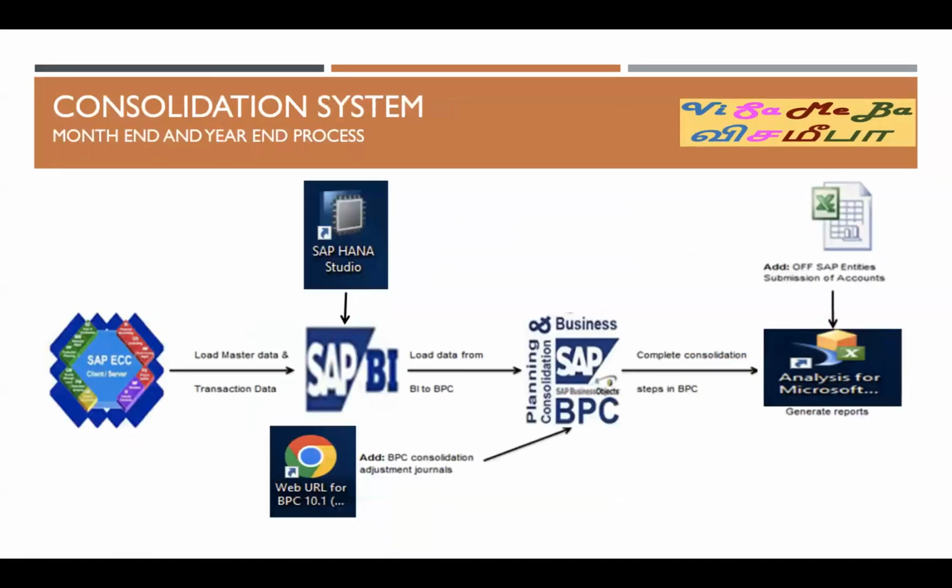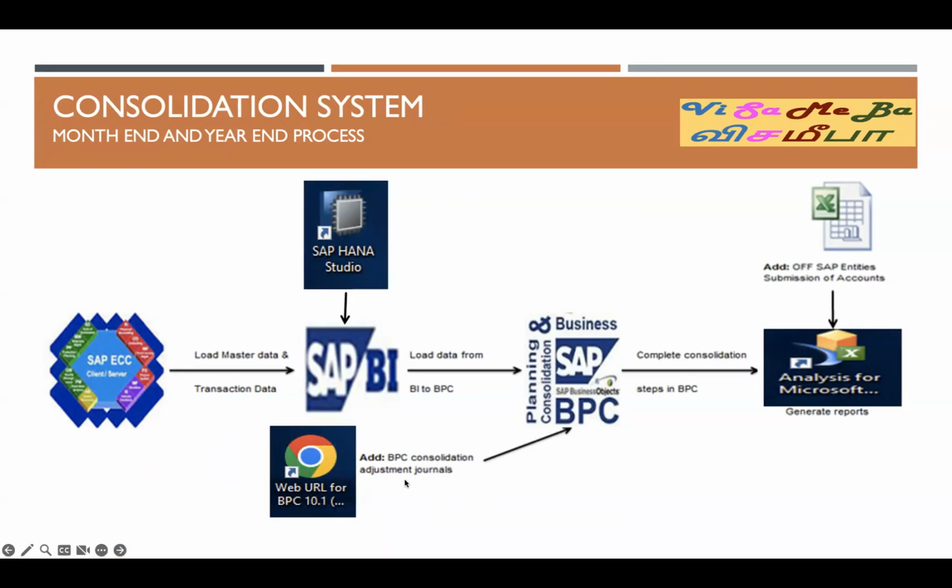So this is the end-to-end structure of how the data moves. So we get the data from SAP ECC or SAP S4, whichever the source system is. And we load the master data first and then the transaction data into SAP BI. Now the data is stored into SAP HANA Studio, which is the underlying database. And the data is used or pulled into SAP BPC.